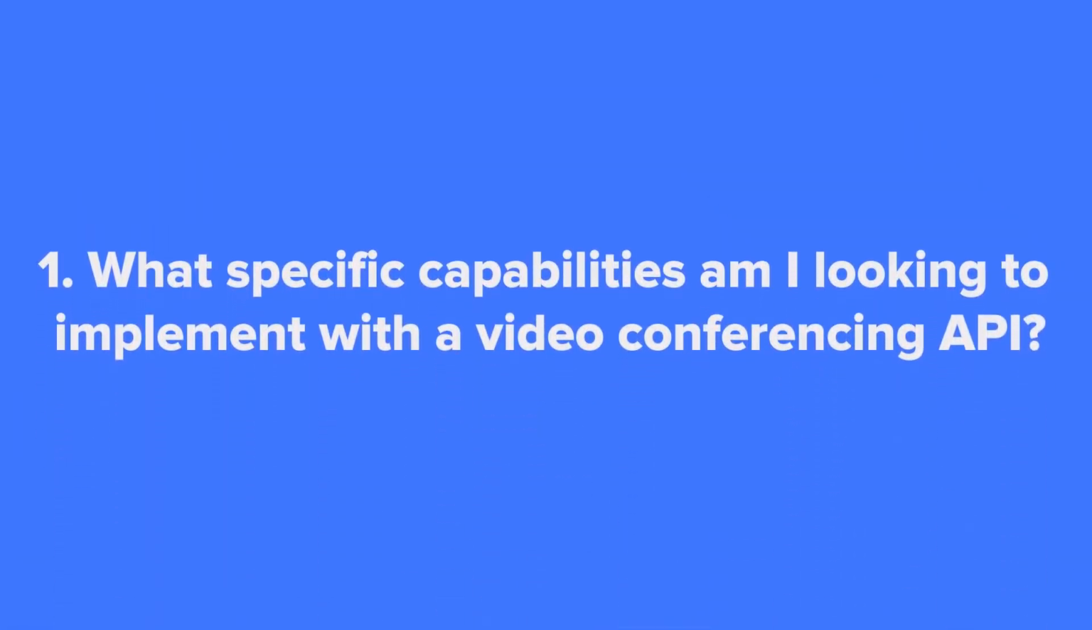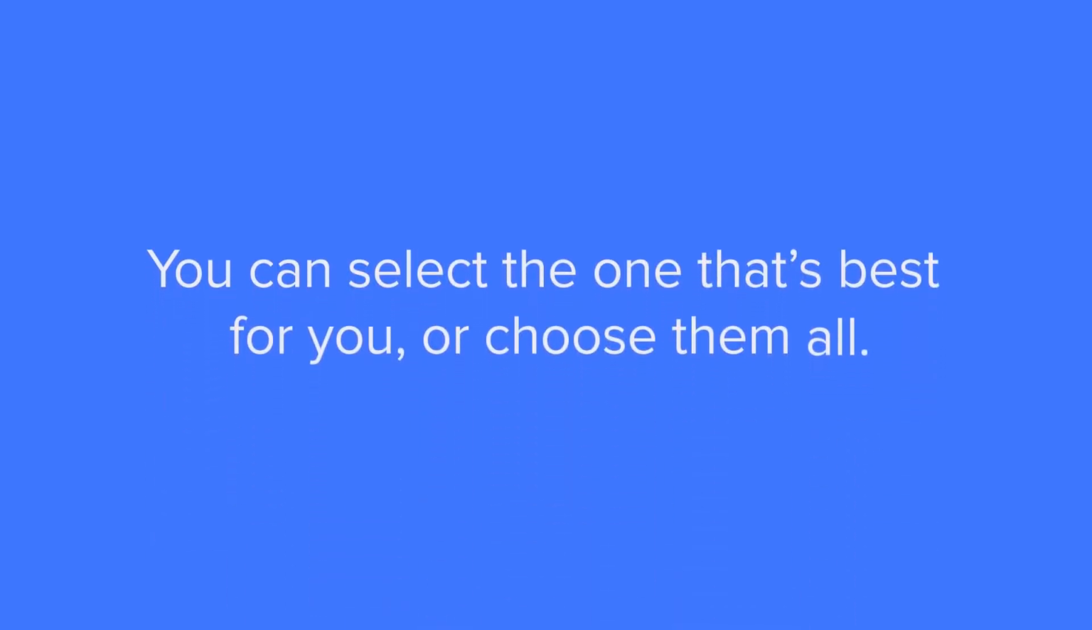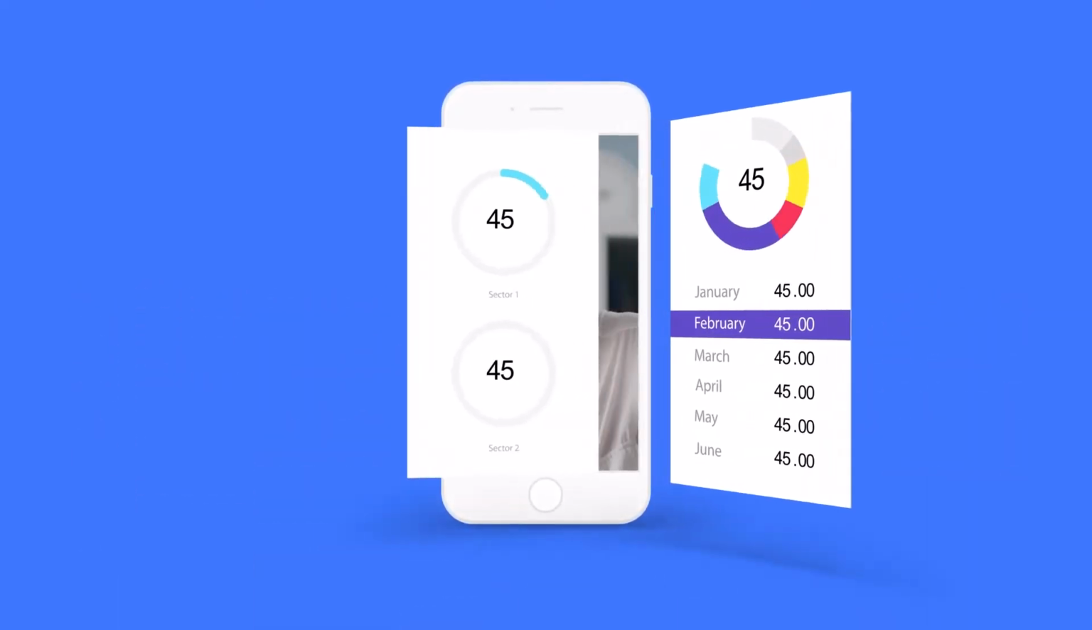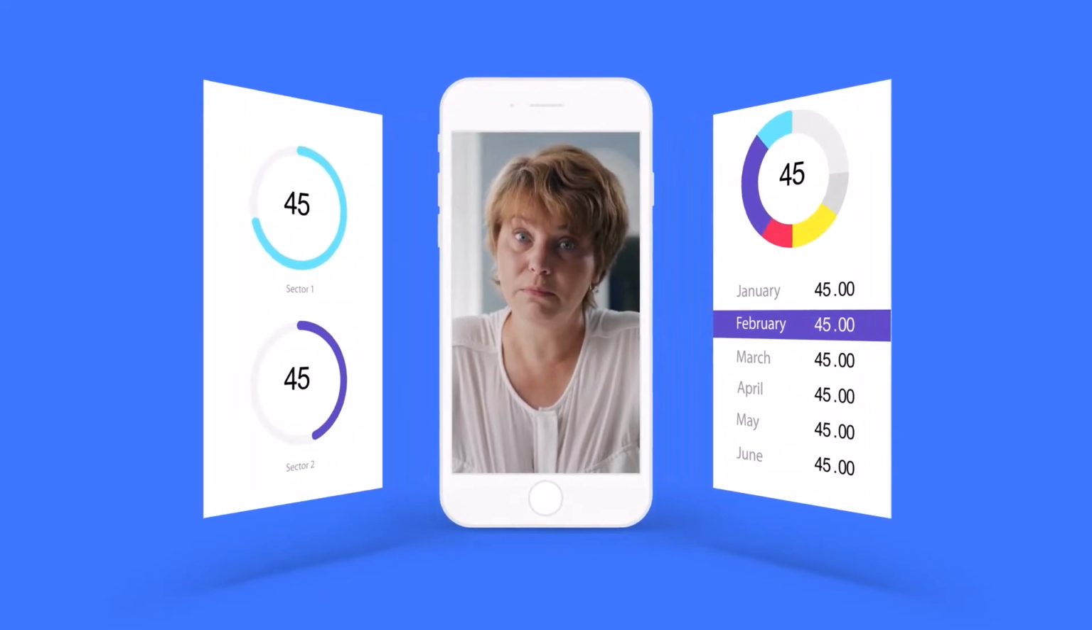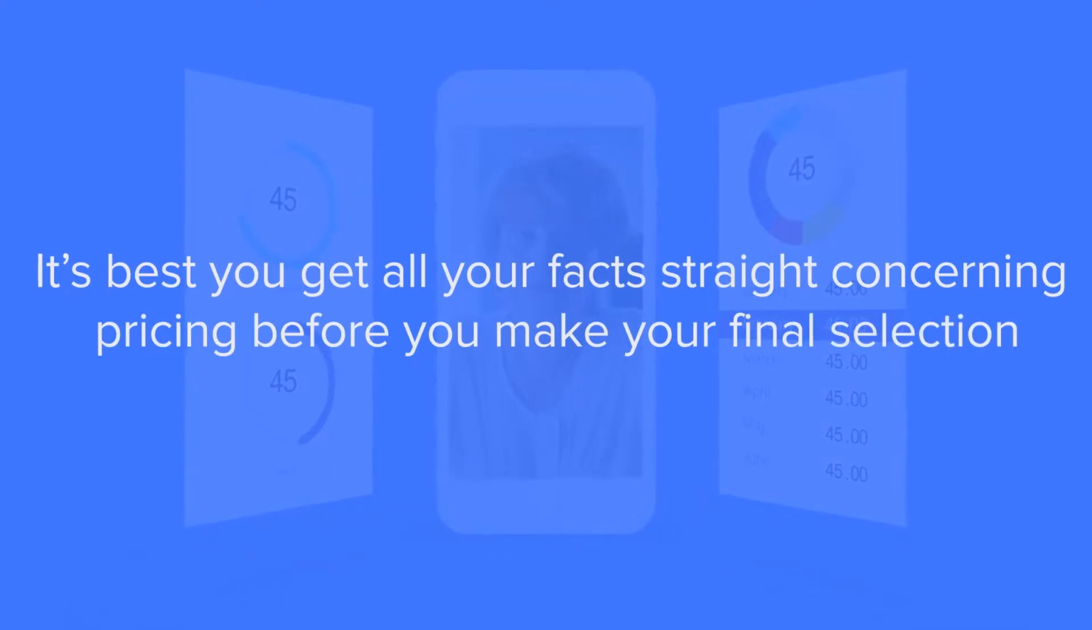One of the most ignored benefits of implementing video conferencing API is that you can pick and choose features you want. The menu might consist of the following: two-way video, one-way video, audio conferencing, file and screen sharing, chat, recording, advanced features. You can select the one that's best for you or choose them all. Depending on your provider, video APIs are usually priced according to participant streaming minutes, while others use minute bundles. It's best you get all your facts straight concerning pricing before you make your final selection.